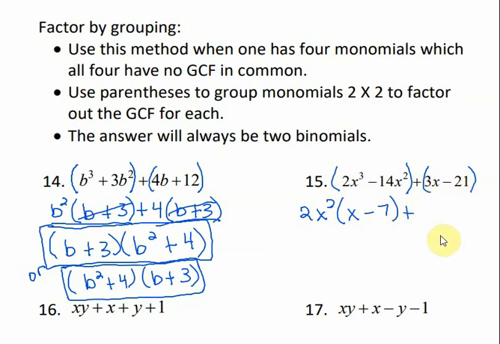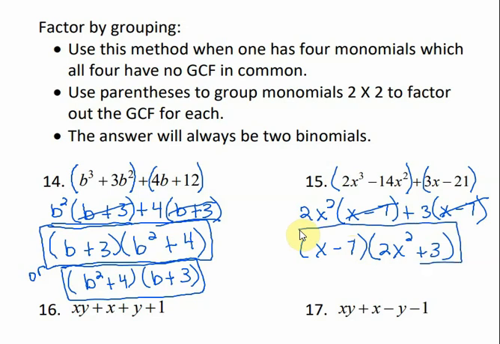Plus, what do these have in common? A 3. Okay, so if I divide both of these by 3, I'm left with x minus 7. Okay, so again, now that I'm at this step, these two things in parentheses should be the same. And if they're not, you did something wrong. Okay, so I take these two things in parentheses and factor that out. So I'm factoring out x minus 7. And when I take that out, I write what I have left, which is 2x squared plus 3. And that's my answer.